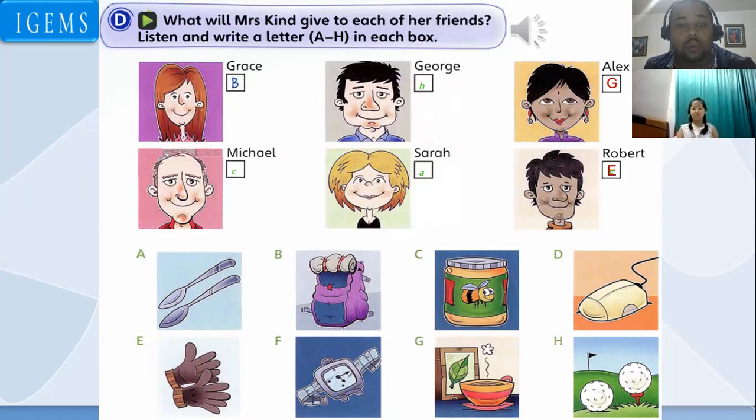That's right. And what about Sarah? Sarah will have some silver spoons. Sarah's present will be some silver spoons. Okay. And what about Robert? Robert's present will be a pair of gloves. That is correct. That is right. So then we'll finish right here.